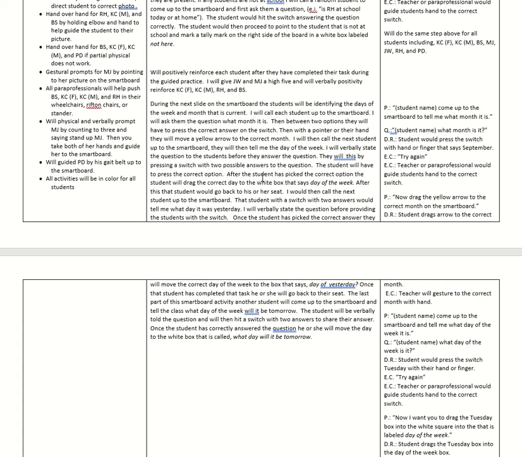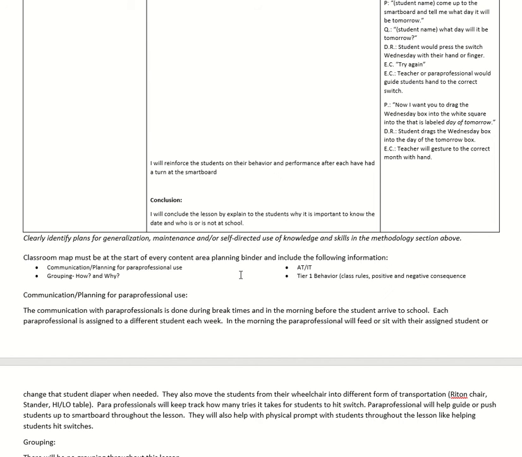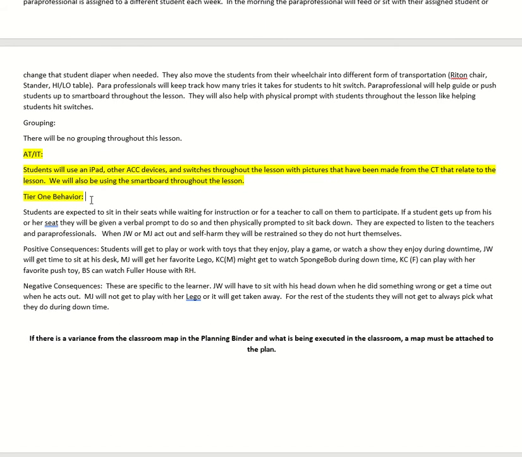And then if I'm going over here to multiple means of engagement, I had checked off optimize relevance, value, and authenticity. And then minimize threats and distractions. And, oh, the last one. Under multiple means of engagement, 9.2, facilitate personal coping skills and strategies. That's going to be down here. She addresses tier 1 behaviors down here. She talks about positive consequences and negative consequences, very specific to each student. So I think that's a really good thing.